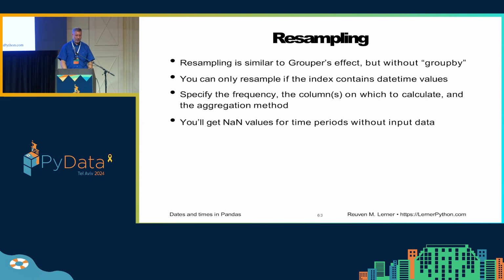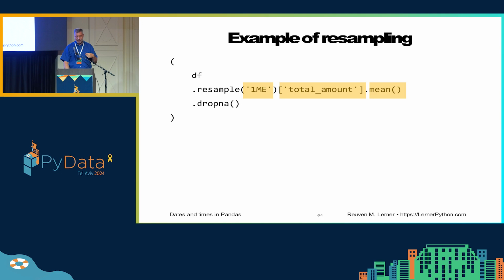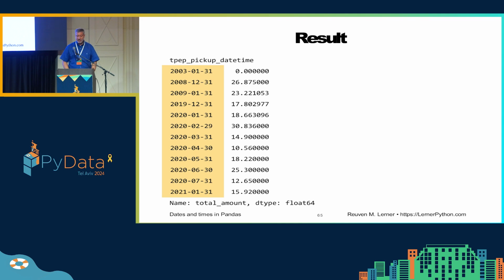And the coolest thing we can do with a time series is resampling, which is kind of like grouper that we saw before, but without group by. Now you can only resample if your index contains datetime values. So what you do is you specify the frequency, specify the columns, specify the aggregation, and once again you will get NaN values where there's no input data. So I'm going to say, for example, df, resample at the end of each month, 1 month, total amount and mean, meaning give me the average amount paid per month. And sure enough, we're going to find here we have the end of each month. Here we have the amount that was paid on average.